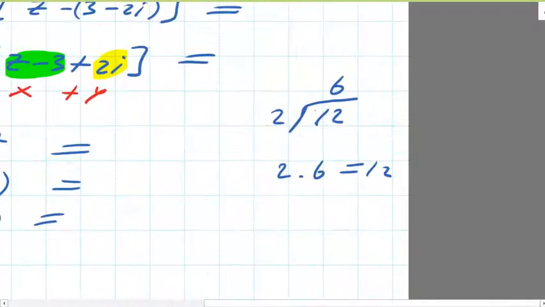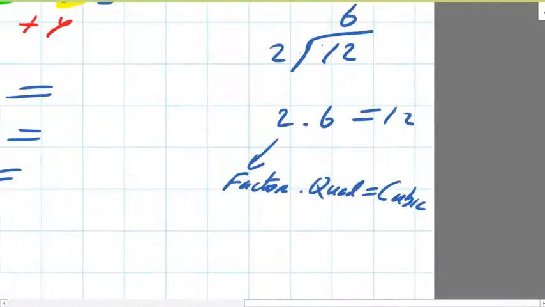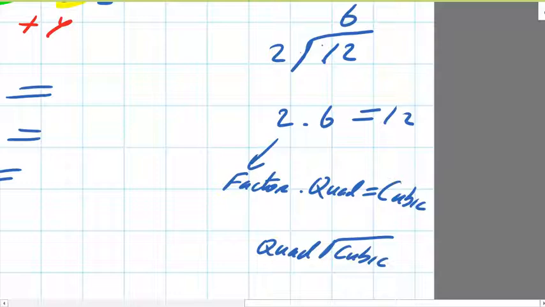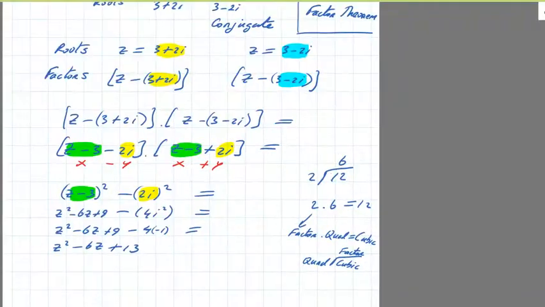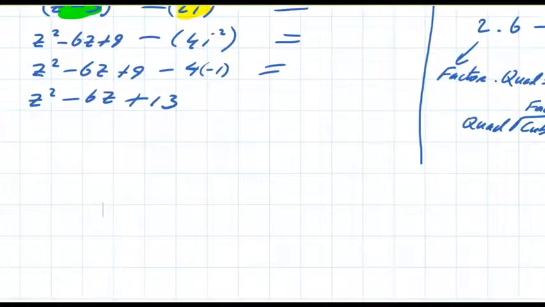It's the same thing up here. So basically I have a factor multiplied by a quadratic equals the cubic. So if I basically divide the quadratic into the cubic, I get the last factor. And that's what we want to get the last root as well. So this is just rough work again here to show you what we're doing overall. So now let's do our long division.